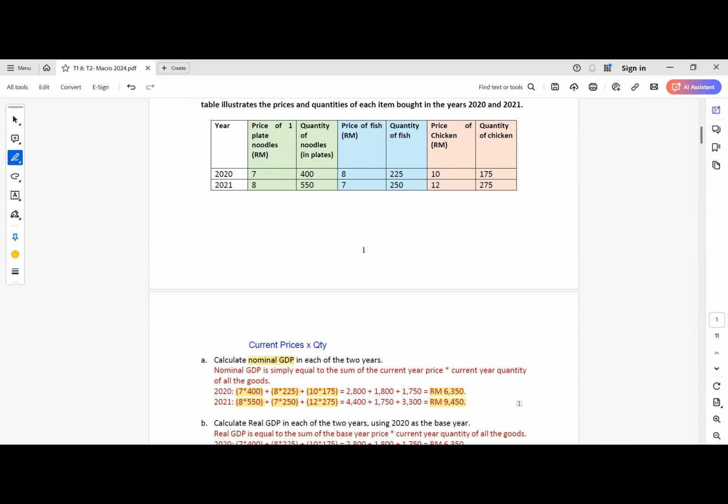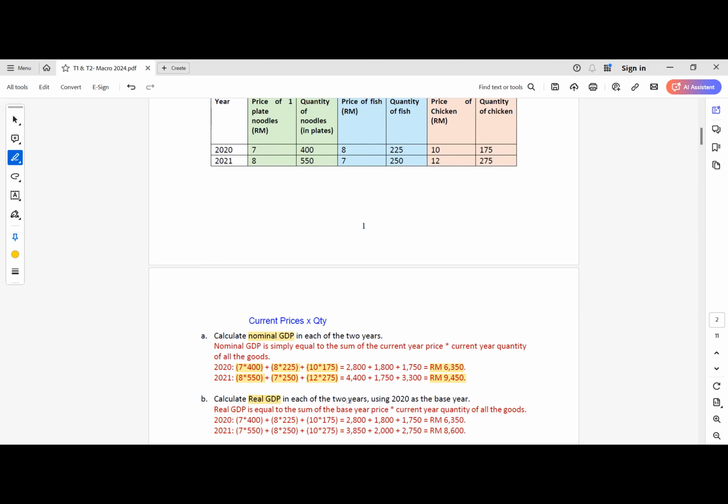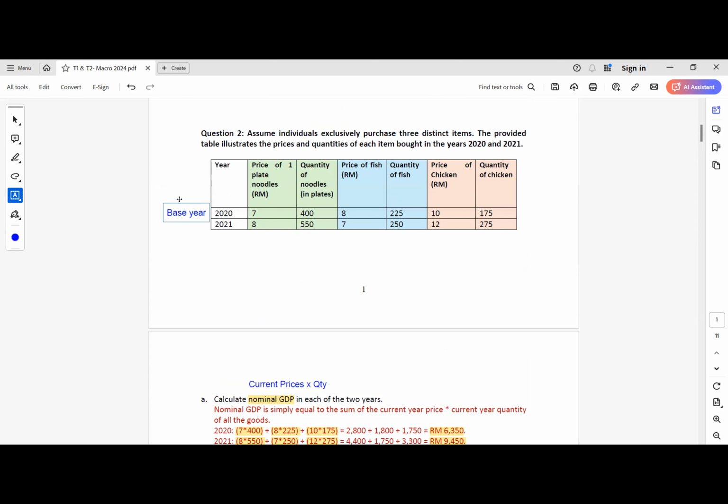Now moving on to the next question. Calculate real GDP in each of the 2 years using 2020 as the base year. All right, now a key piece of information over here: we say that 2020 is the base year. So what is a base year? A year with neither inflation nor deflation. So we say 2020 is the base year.